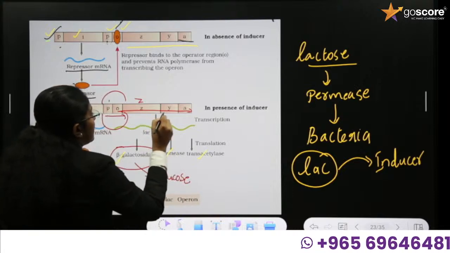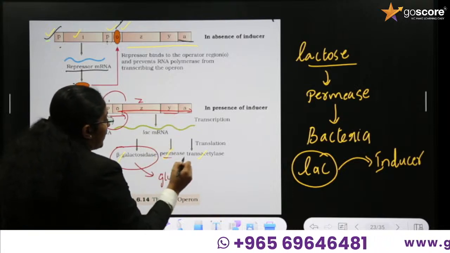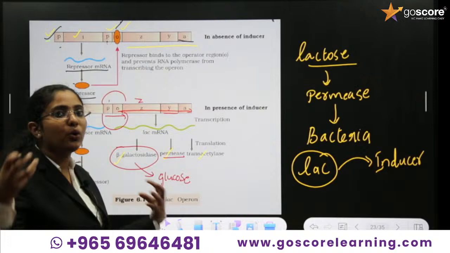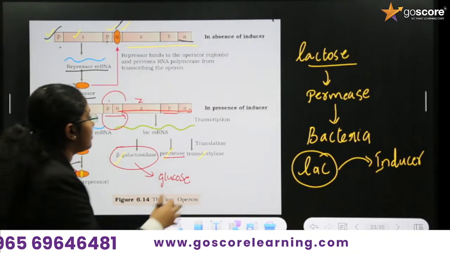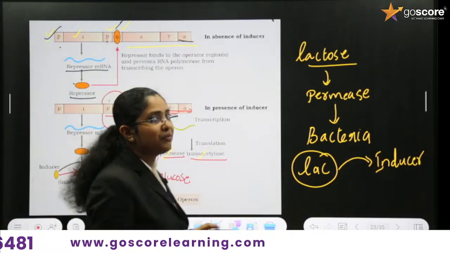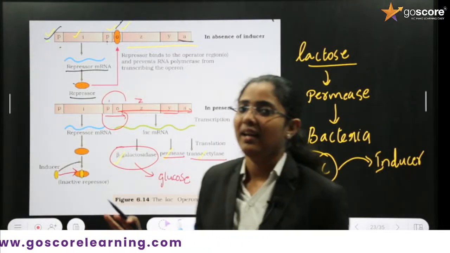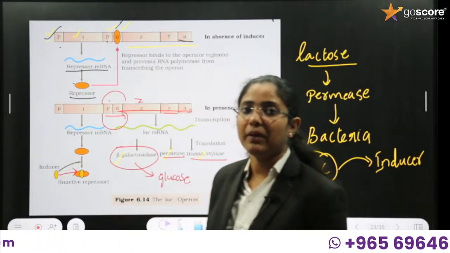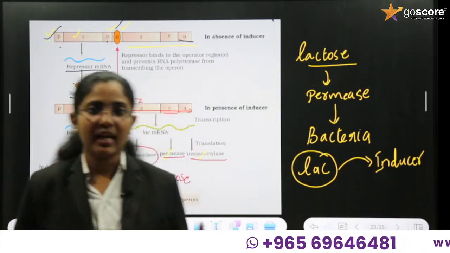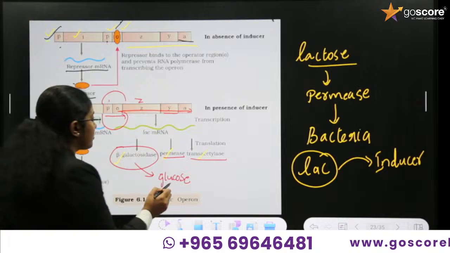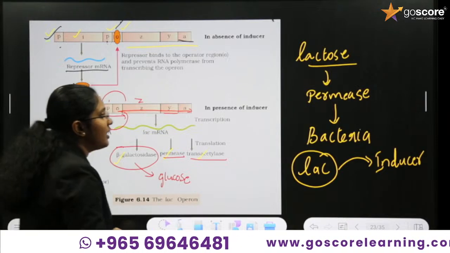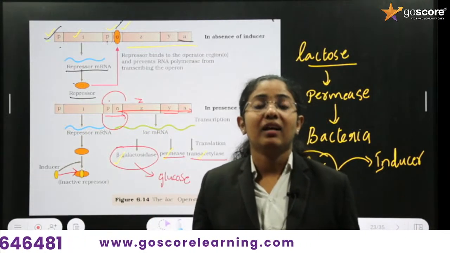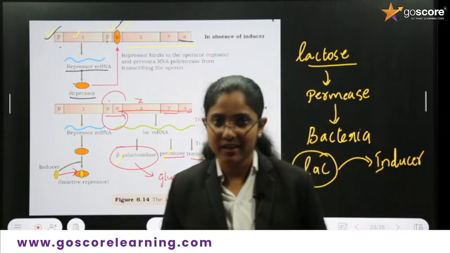Then next gene is the Y gene. Permease will be produced. Permease helps to take the lactose molecule into the bacteria. Next one, transacetylase. To date, the function of transacetylase is unknown. The scientists also don't know why transacetylase is produced. But the other two structural genes have functions. First one is beta galactosidase, which converts lactose into glucose. Second one is the permease molecule. And what is the function of permease? Permease takes the lactose into the bacterial cell.